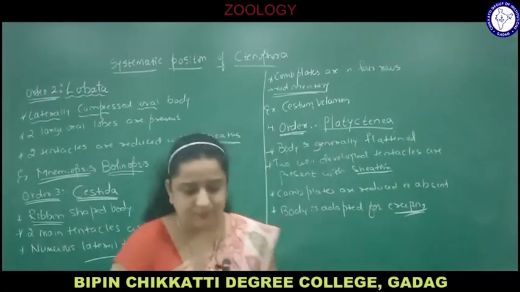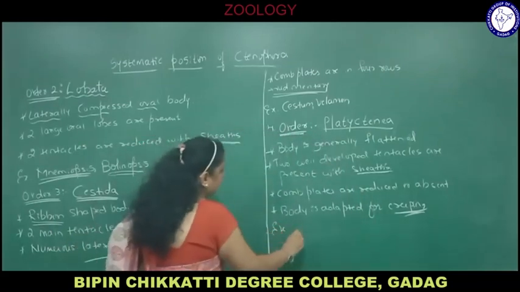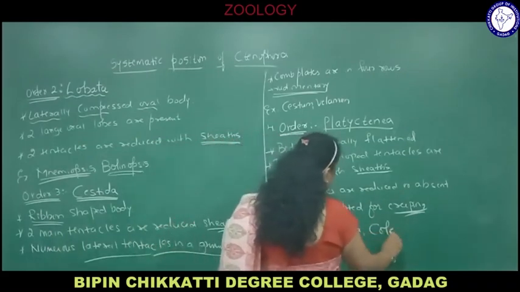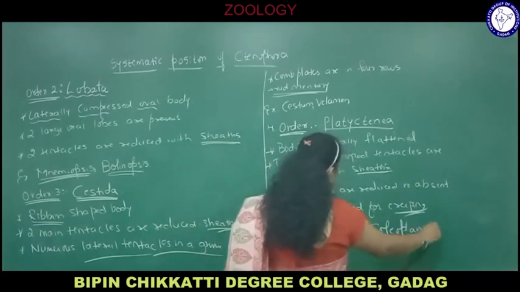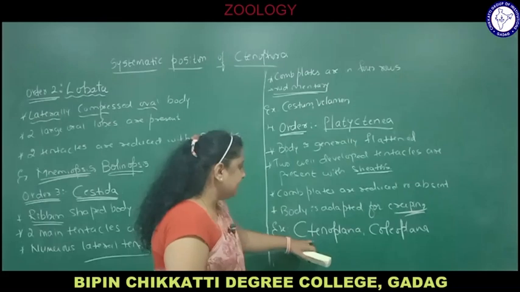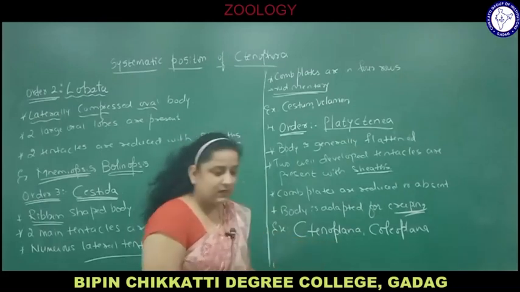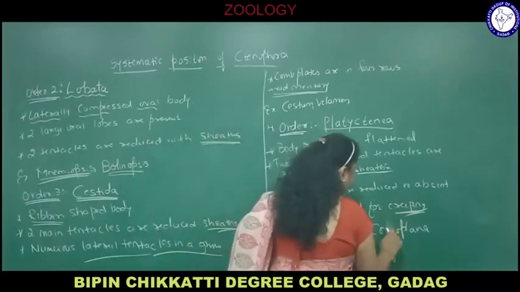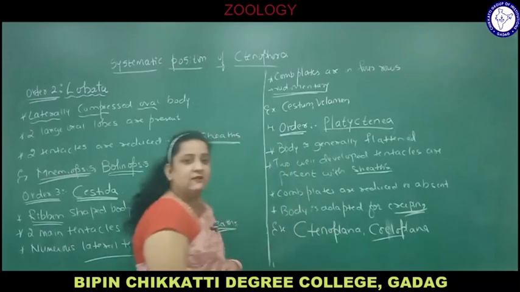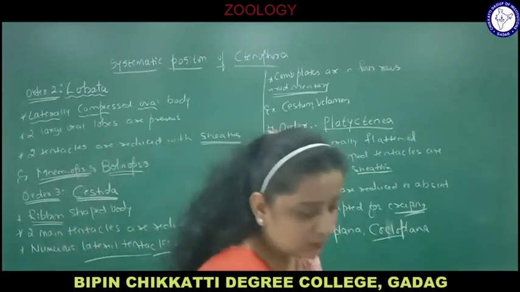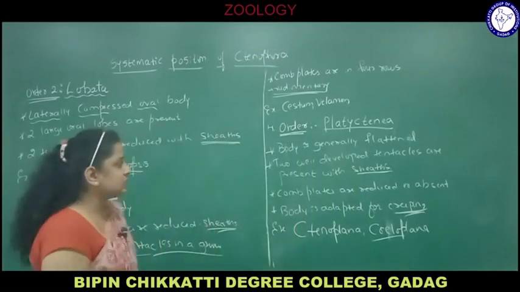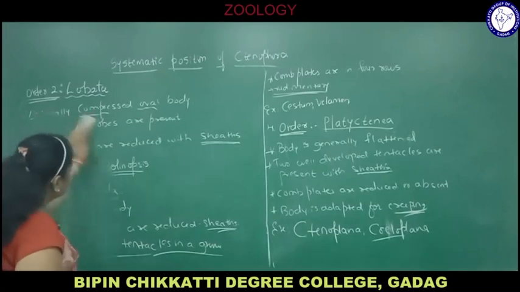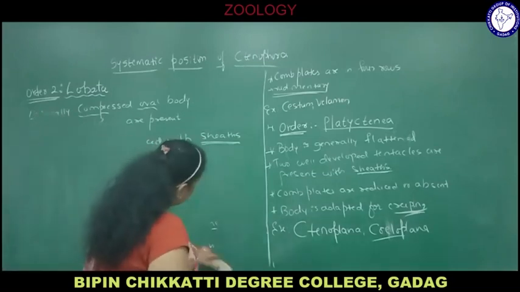Example, Ctenoplana, Coeloplana, etc. Ctenoplana, C is silent, like Ctenophora. So any example is Ctenoplana and Coeloplana. C-O-E-L, coelo means they have a body cavity, that is called the gastrovascular cavity. As I told in previous sessions in phylum Cnidaria, gastro helps in digestion and vascular helps in the circulatory system. So it is functioning as both, so it is called the gastrovascular cavity.